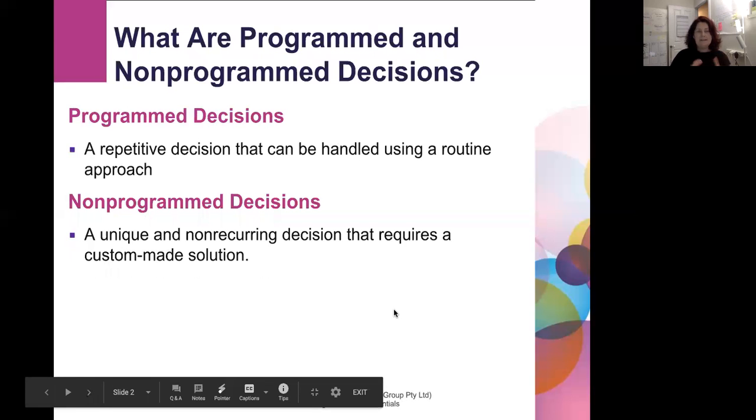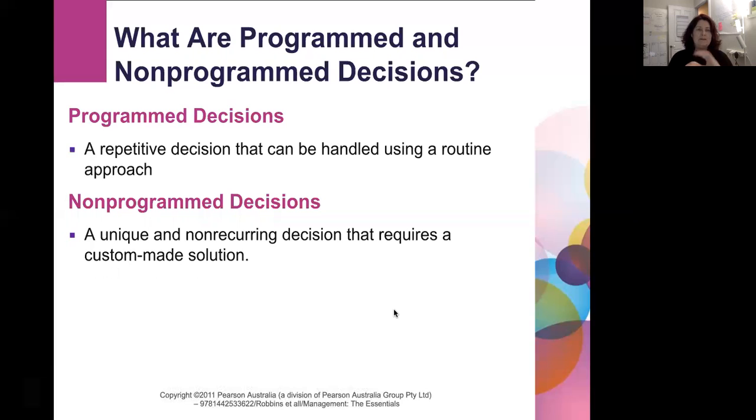And then in terms of decision making, we also have the idea of programmed and non-programmed decisions. So programmed decisions are ones that we would do more routinely and repetitively. So this would be, for example, if you owned a cafe, a repetitive decision might be something like, how many staff do we need on each day to run the cafe? And you might need to make different decisions based on different parameters week to week.